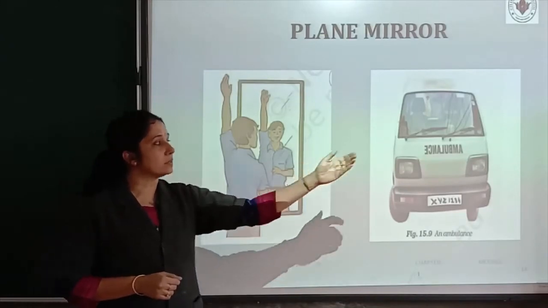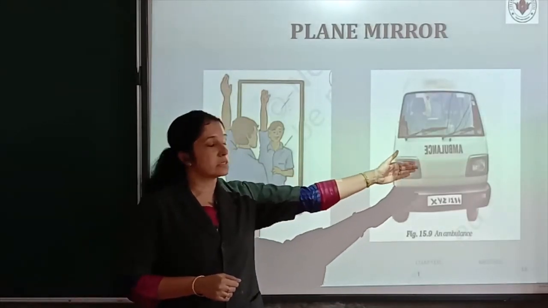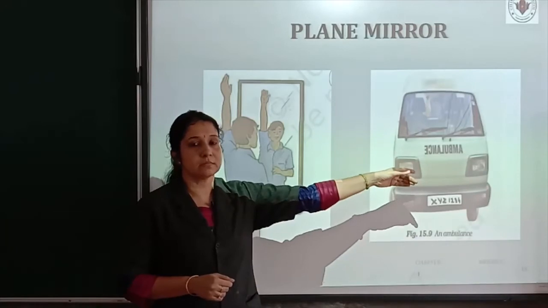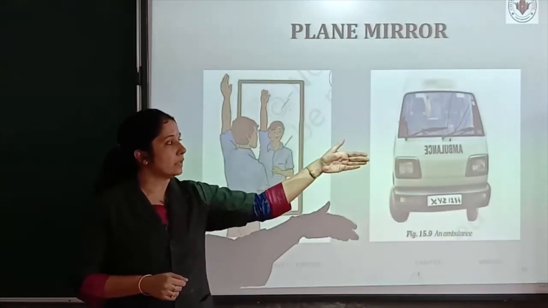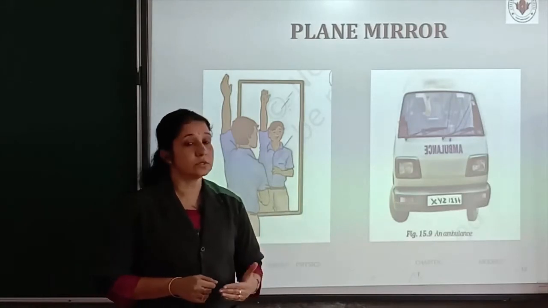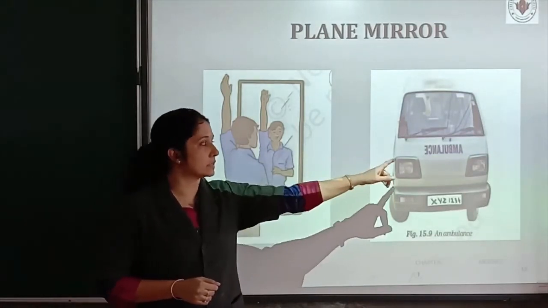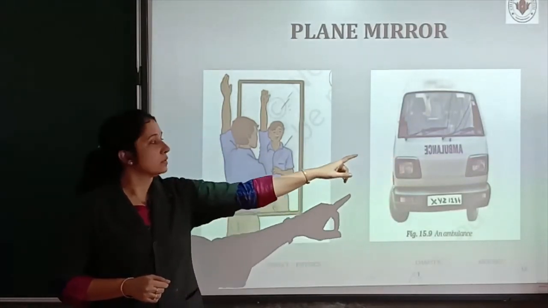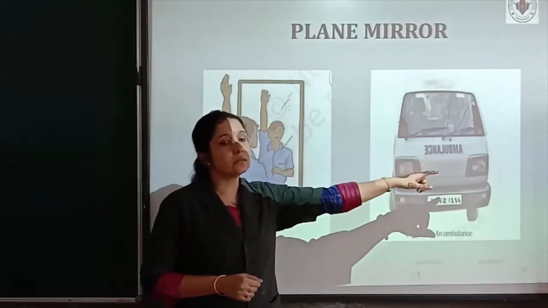Now you might have observed that on an ambulance the letters are written like this, because the person in the vehicle moving in front should be reading this through the mirror. So AMBULANCE is written like this.